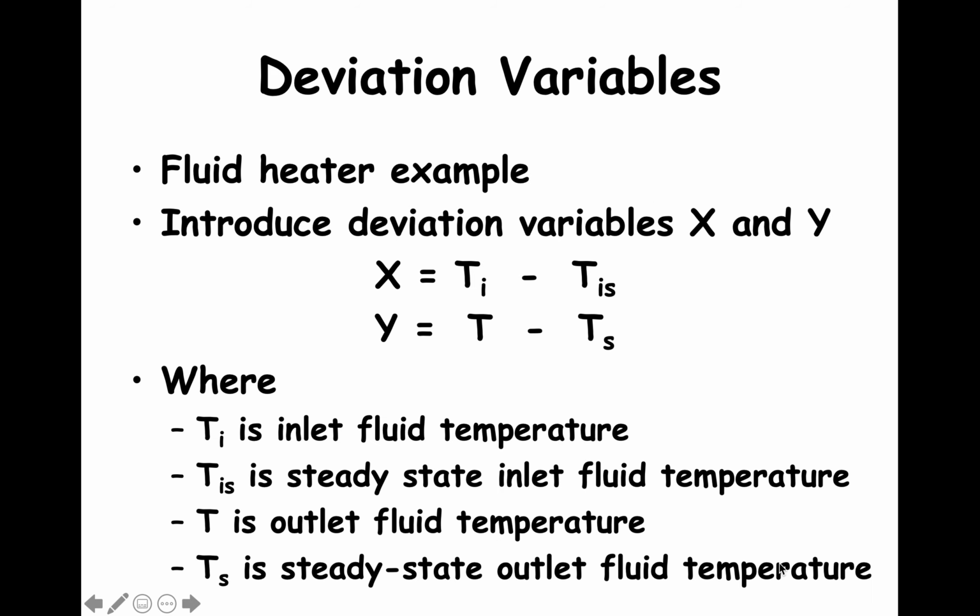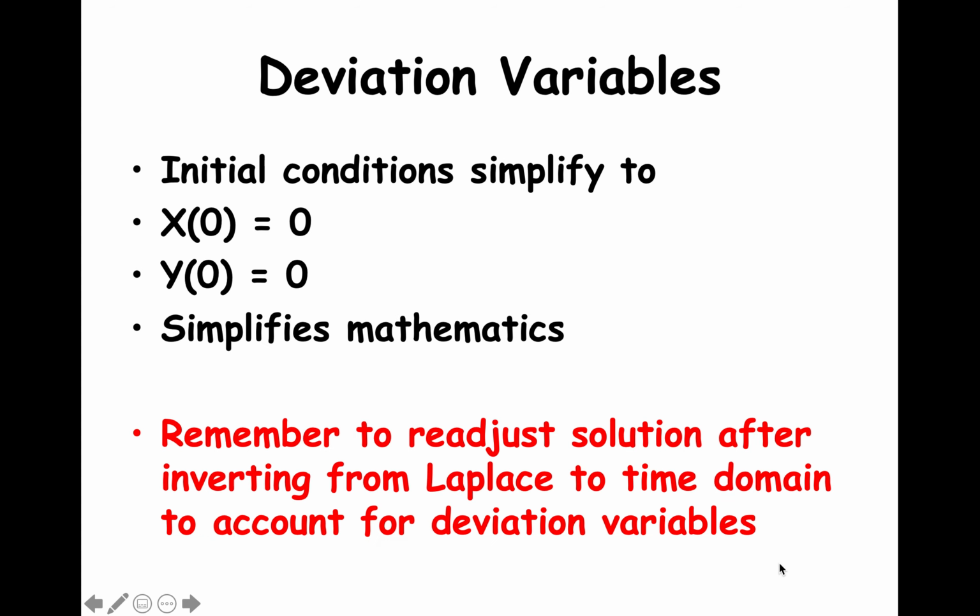In this slide, we define deviation variables x, which is associated with input fluid temperature, and y, associated with output fluid temperature. We write them as the difference from the steady-state inlet temperature and the steady-state outlet temperature. This is why it is important to write the steady-state equation and define the steady-state values. When we use deviation variables, the initial conditions simplify to x(0) equals 0 and y(0) equals 0.